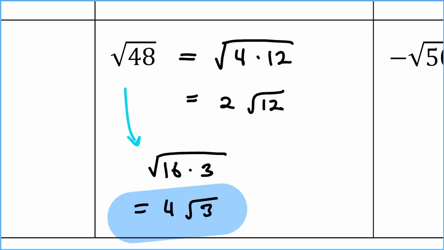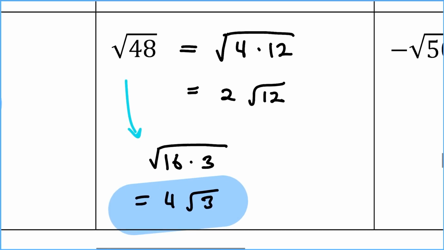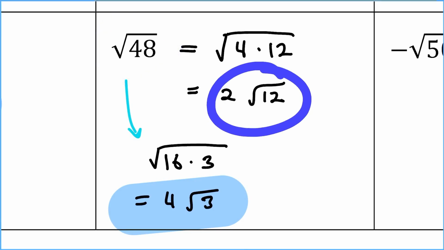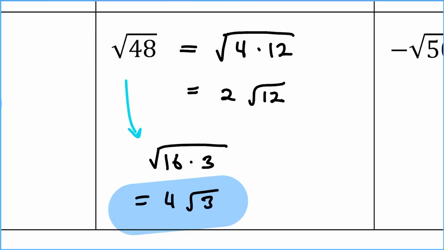But speaking of typing these things into your calculator, if you type root 48 into your calculator, and you type 2 root 12 into your calculator, and you type 4 root 3 into your calculator, you're going to get the same thing for all 3 of them, right? All 3 of those have the same value. They're just in different forms. One simplified more than others.